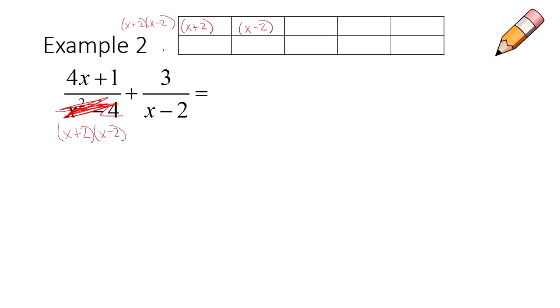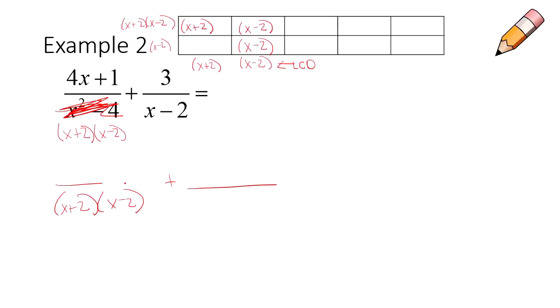Now, second fraction, we only have an x minus 2 term. So we cannot put it in here because that's the plus 2 box area. So this would be an x minus 2 box. Now notice, guys, my common denominator then must be x plus 2 times x minus 2, right there, LCD. Okay, so then let's go ahead and write our two fractions out. We're adding it. X plus 2, x minus 2, there we go.